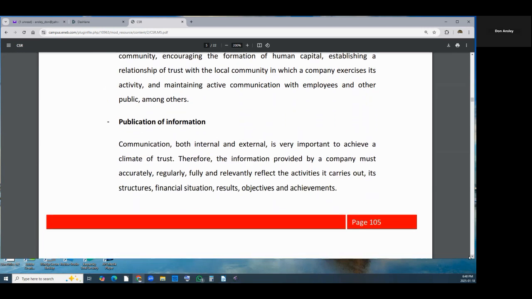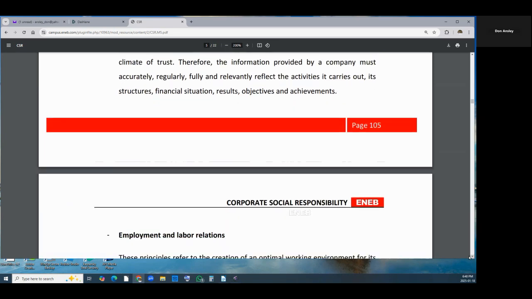Publication of information. Communication, both internal and external, is very important to achieve a climate of trust. Therefore, the information provided by a company must accurately, regularly, fully, and relevantly reflect the activities it carries out, its structure, financial situation, results, objectives, and achievements.